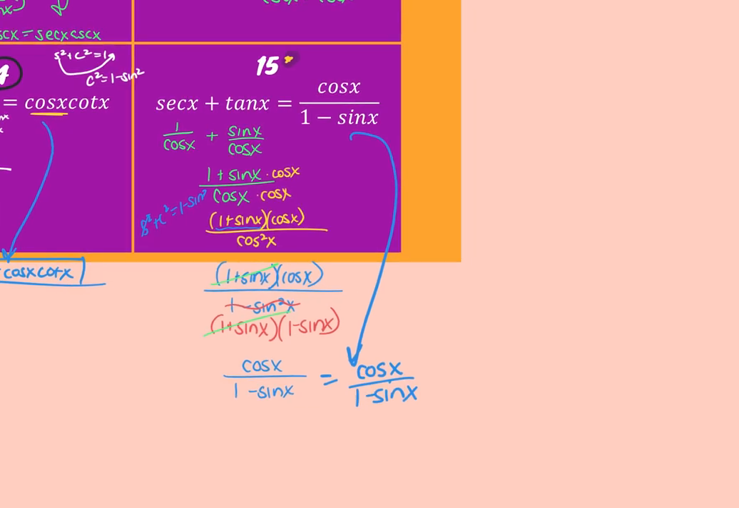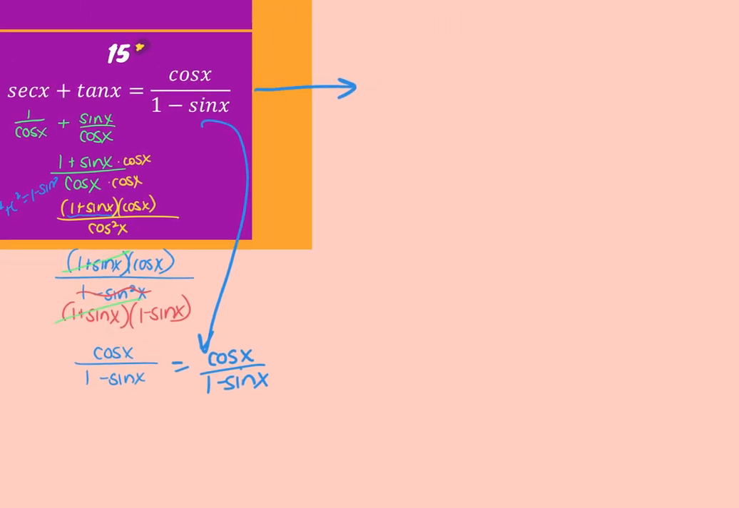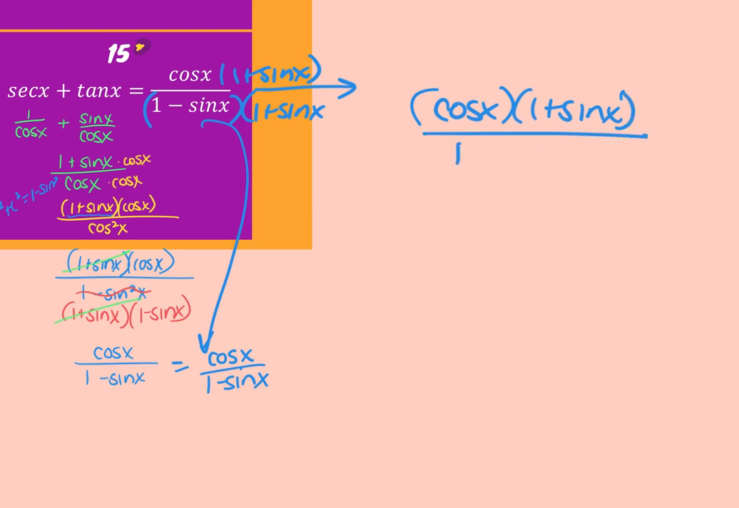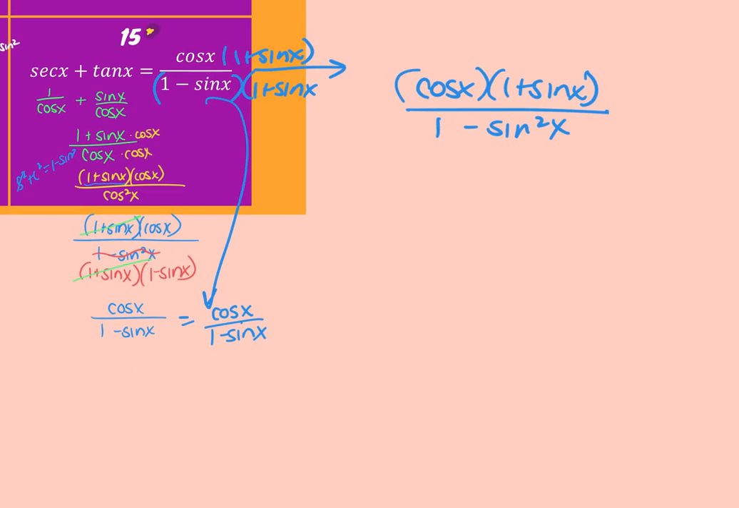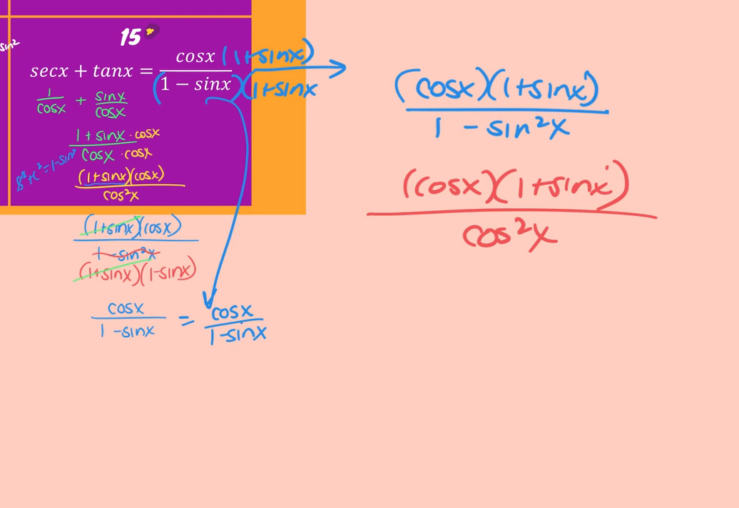If you had reversed it, if you had worked the right side, I'd have to get rid of the 1 minus sine in the denominator by multiplying by 1 plus sine. And I'd get cosine x times 1 plus sine of x over 1 plus sine and 1 minus sine, which becomes 1 minus sine squared of x. 1 minus sine squared of x is cosine squared of x. One of the cosines cancel, and I'd get 1 plus sine of x over cosine of x.